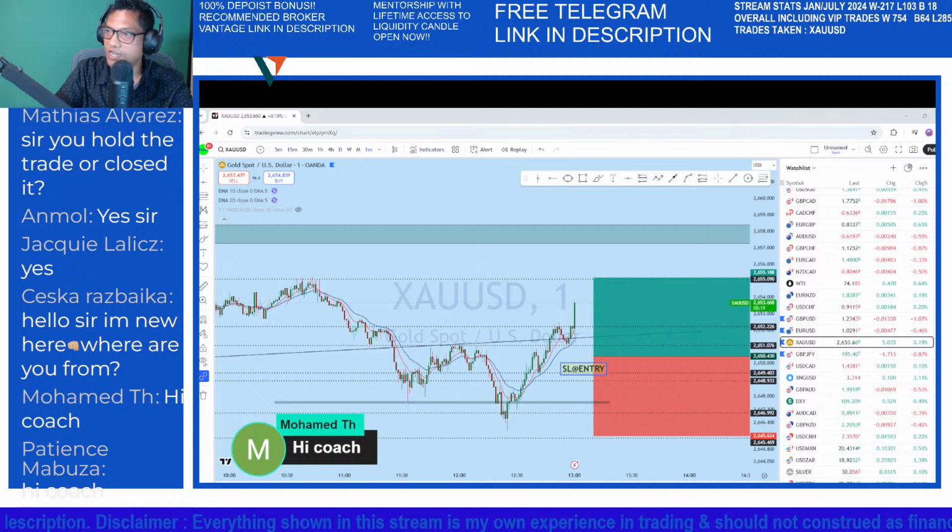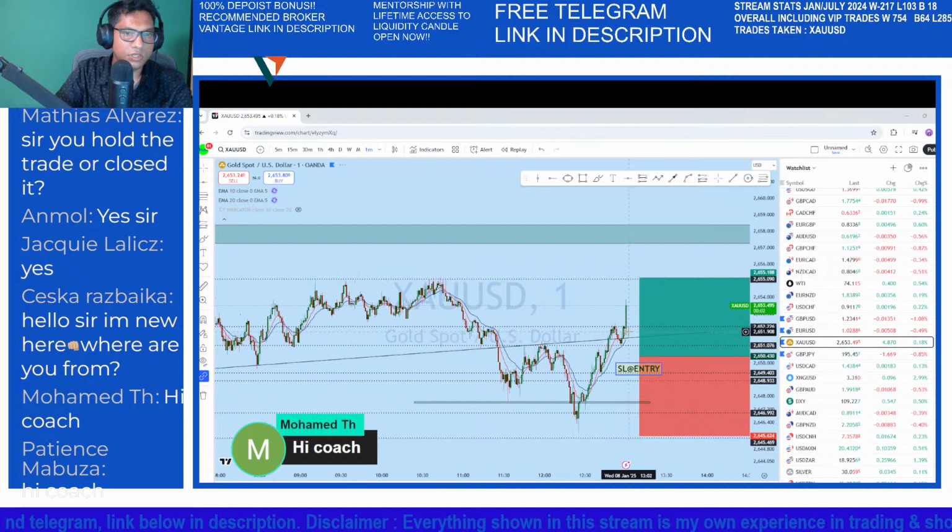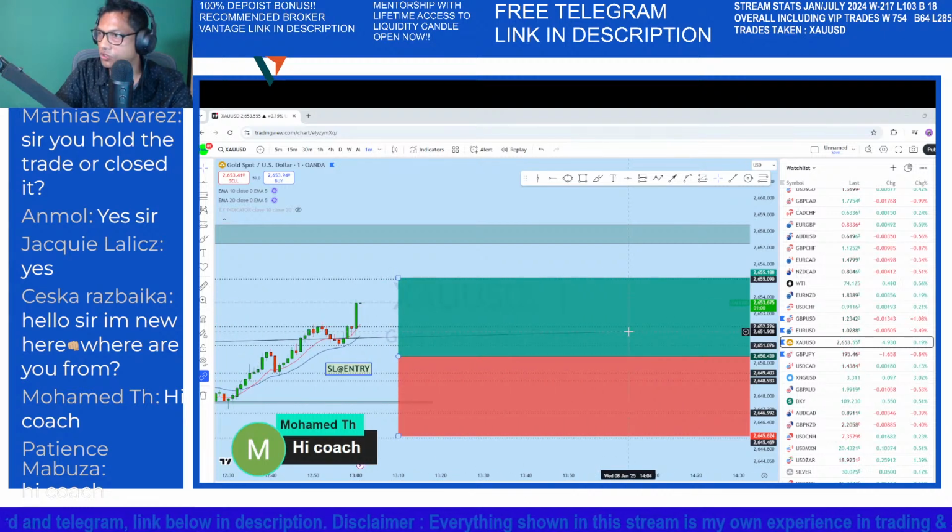Okay, so you see that it's nearing there. Here's the TP. Move that TP a little upside here. Okay, so TP at 2655.09.